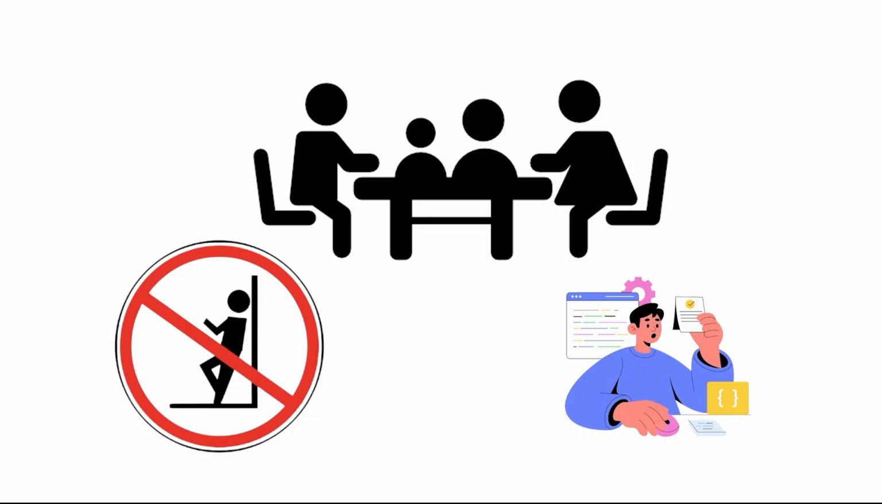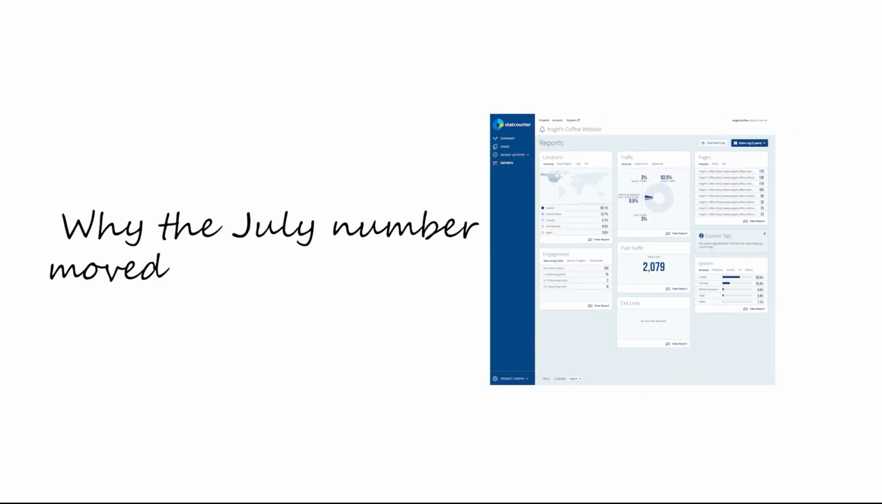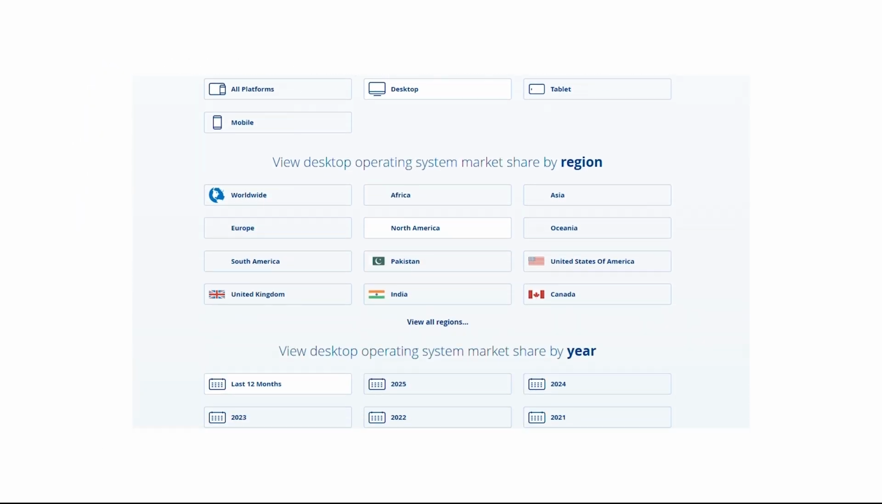In the next 12 minutes, you will learn what Statcounter actually counts, why the July number moved the way it did, and which figure to check instead when you are deciding whether to switch.